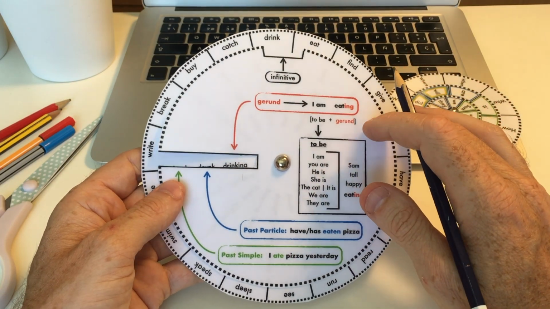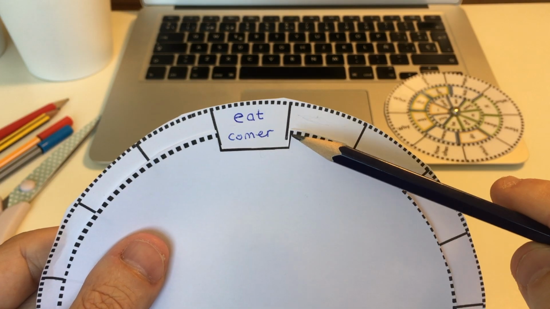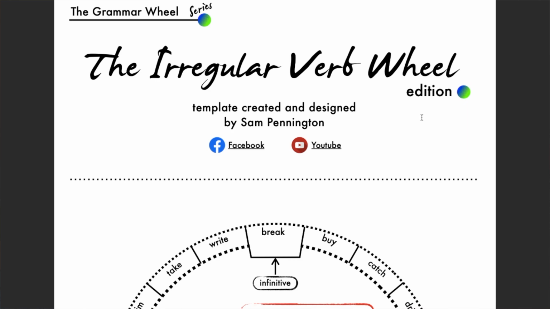So I wanted to make the irregular verb wheel and the free template so that you could easily customize it by adding your own verbs. And in this video, I'm going to show you what the irregular verb wheel is, how you can customize it, and also what is included in the free template. So let's get to it.